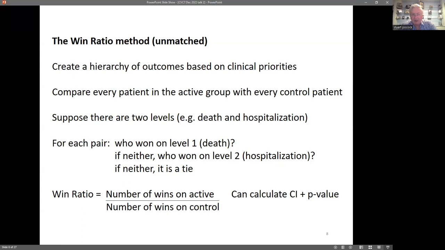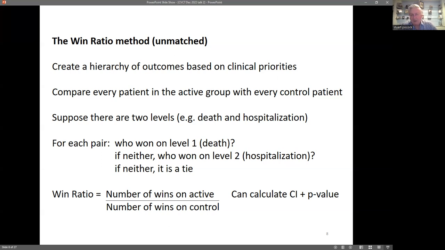And suppose there are two levels of outcome of interest, death and hospitalization. For each pair of patients, who won on level 1, death? That's the first question. If neither patient won on death because during their shared follow-up time, neither of them had died, then you move on to who won on level 2, hospitalization. And the loser is the one who got hospitalized first. And if neither, then it's a tie for that particular pair of patients.